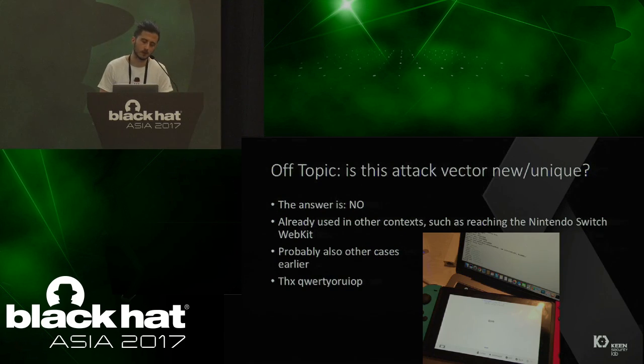So is this attack vector new or unique? Of course not. It was already used in other contexts, and the first that comes to my mind, because it's recent, is the Nintendo Switch. Basically, the Nintendo Switch supports basic captive portal functionality, and it can be used to open a WebKit on the Nintendo Switch. And it turns out that until 2 days ago, the Nintendo Switch was vulnerable to the Pegasus bug. So some people online got code execution inside that.